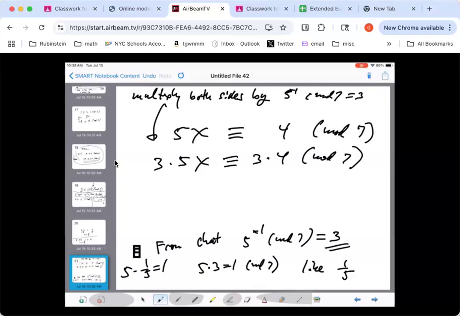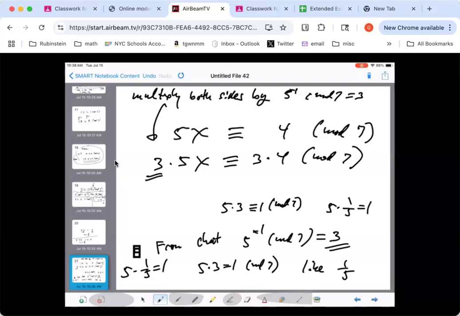Can you say that again, please? What exactly is like 1/5? What's the 3 is? Because 5 times 1/5 is 1 in regular math. But 5 times 3 is 1 in mod 7 math. 5 times 3 is 15. 15 divided by 7 is remainder 1. So 3 is like the reciprocal of 5.